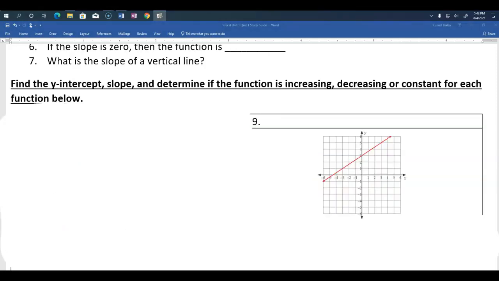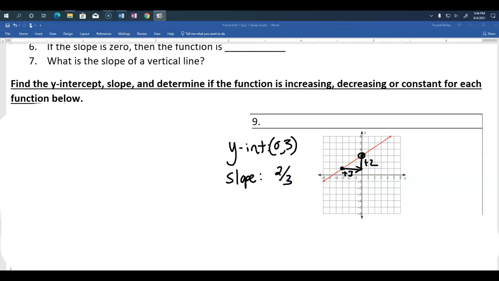For number 9, the y-intercept is 3. That's where it touches the y-axis, and we'll write that as a point. The slope can be found using the graph. You can just pick 2 points off of your graph and look at your rise and run. I'm going to the right 3 spaces, so that's a +3, and then I'm going up 2 spaces, so that's a +2. So my slope would be 2/3.